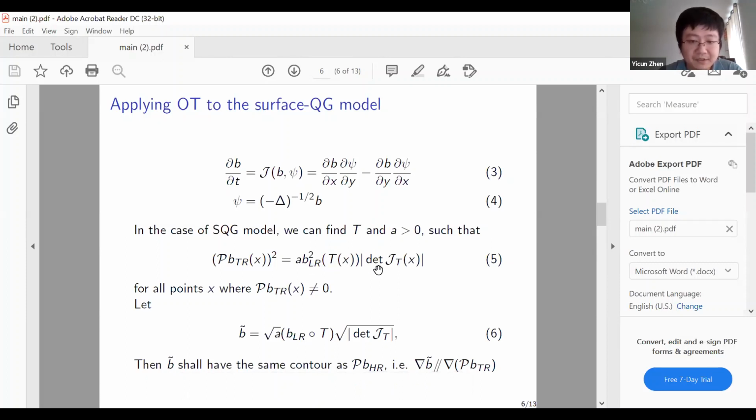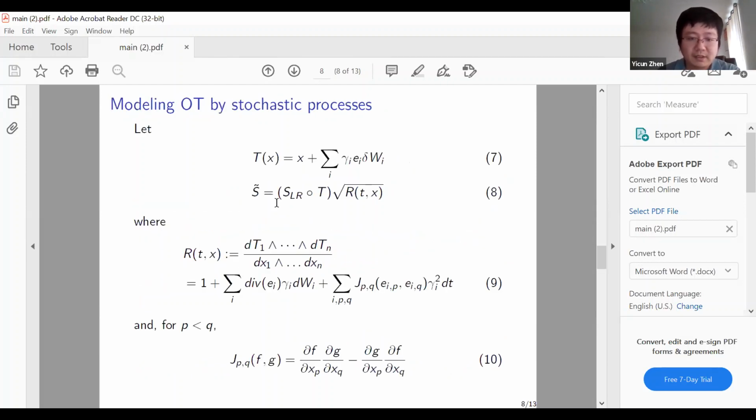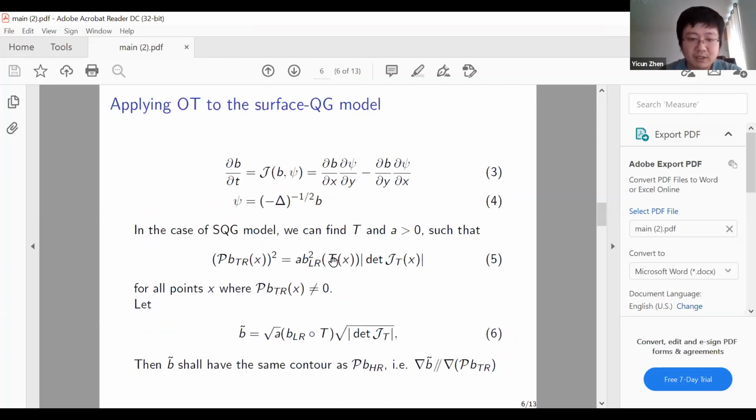So the projection of the source is our destination function. Basically in equation 8, we construct S tilde to be S composed with T times the square root of R. The first term is easy to understand: S composed with T is just the squared function composed with T. But what is the determinant of the Jacobian of T?